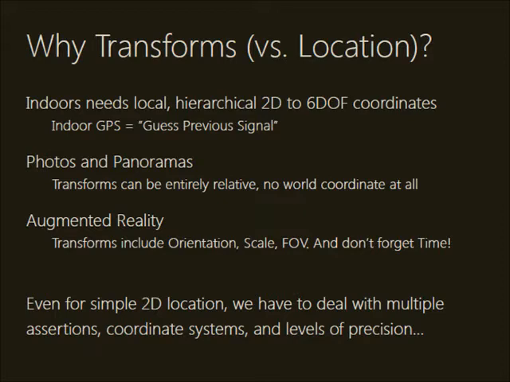It's a critical element. But even for simple 2D location, when you deal with a system that has user-created content in it, you have to deal with multiple assertions about facts, multiple coordinate systems. Mercator is not the only one we have to deal with, and multiple levels of precision, depending on what you're doing. Sometimes level of detail, but sometimes some devices will give you accurate information, some devices will give you very inaccurate information. These are all things you can deal with.